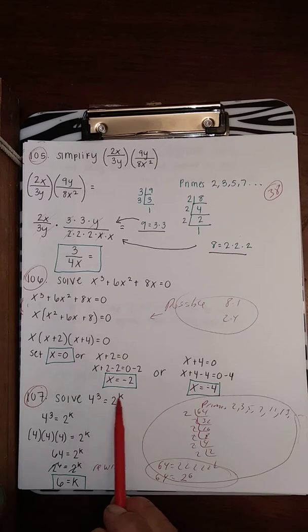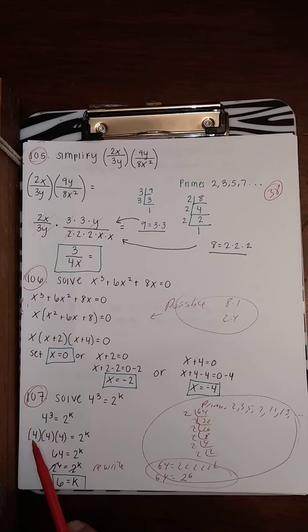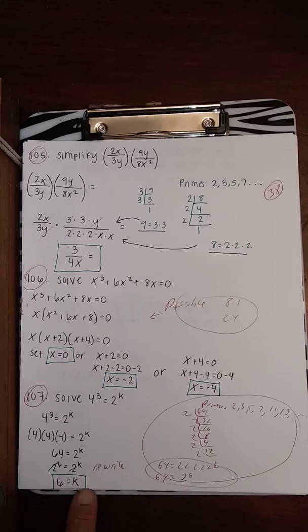4 to the 3 equals 2 to the k. Well, 4 times 4 times 4 is 64, and 64 we can write as 2 to the power of 6. So 2 to the power of 6 equals 2 to the k power. That means that the 2's are gone. So that means that 6 must be what? k.